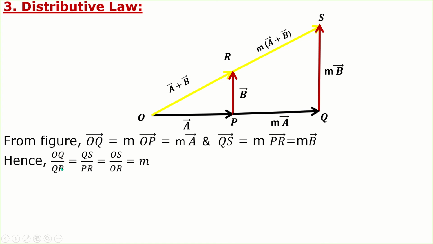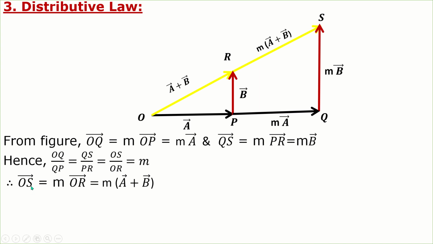And OQ by QP, this is equal to QS by PR, this is equal to OS by OR, as this is a triangle and this line is parallel, so this part to this part, or total this part by this part, and total this part by this part, are proportional. Clear? And let this be equal to m.